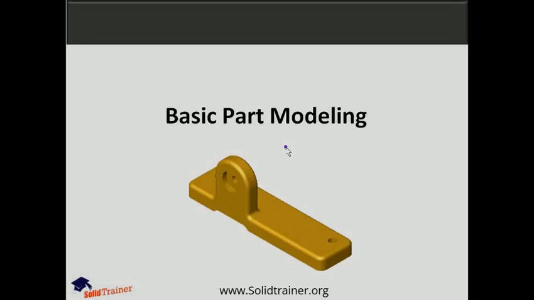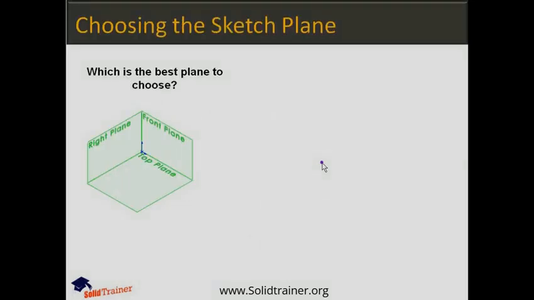In the basic part modeling chapter, we will understand how to create simple part components in the SolidWorks software. Before we go ahead and start making our models, let's take a pause and understand which is the best plane to choose in the SolidWorks software. We have three reference planes in a CAD system: the right plane, the front plane, and the top plane. So the question is, which is the best plane to choose from?